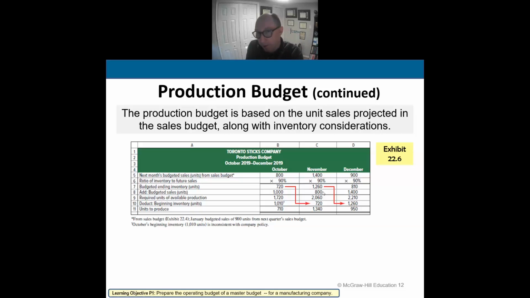And then we do that every month. And that's the process of the production budget. Now remember, the production budget only shows the number of units. It does not take into consideration any type of cost. Those costs will be shown in the direct materials, direct labor, and factory overhead budgets.